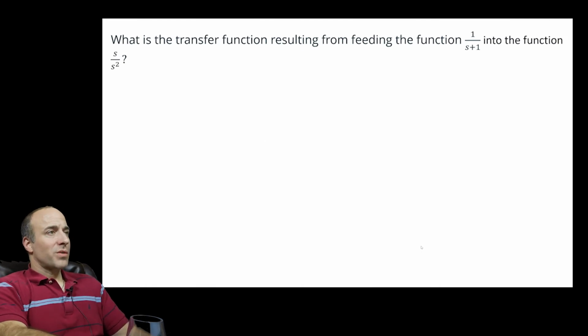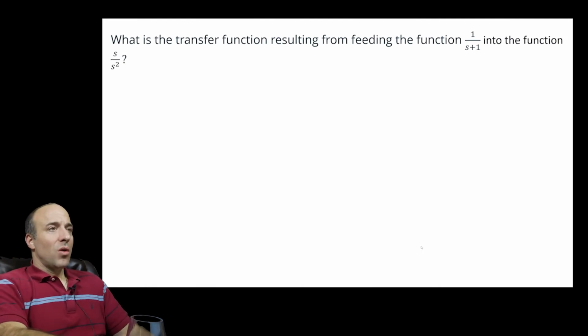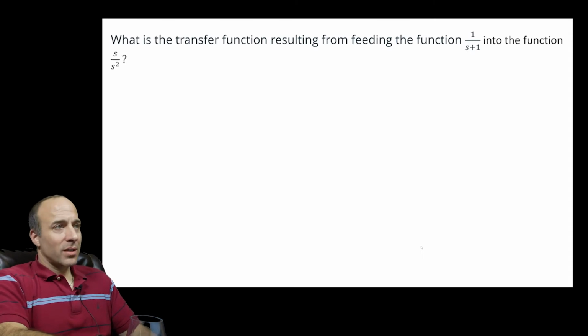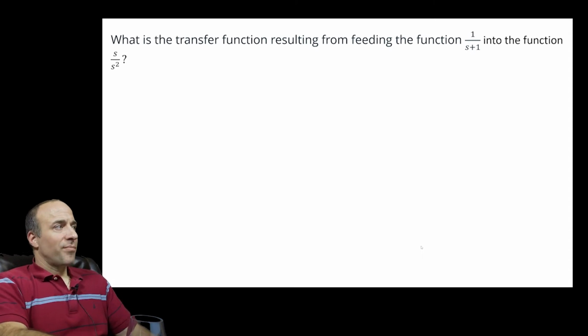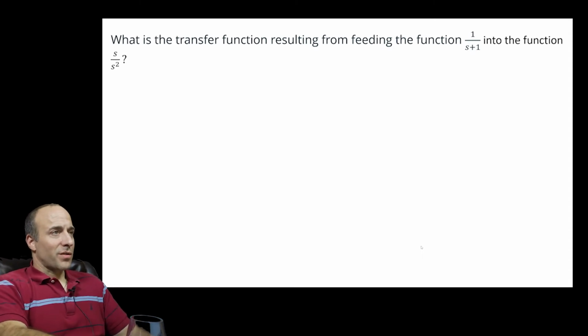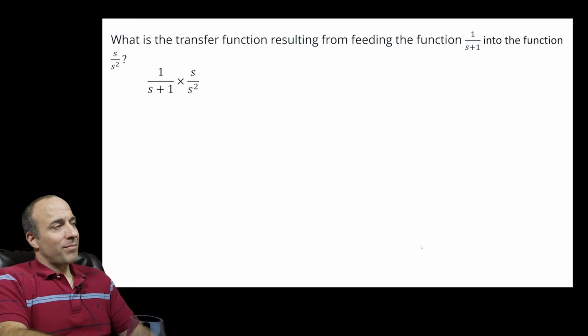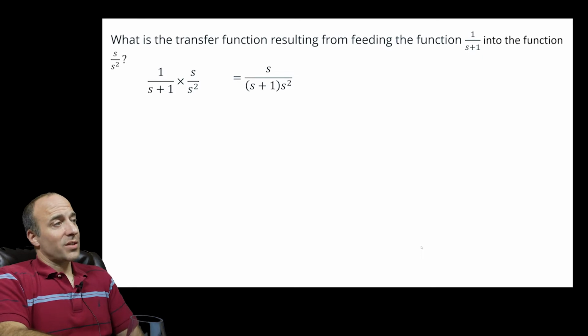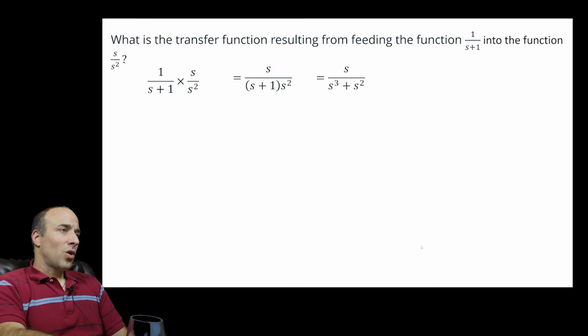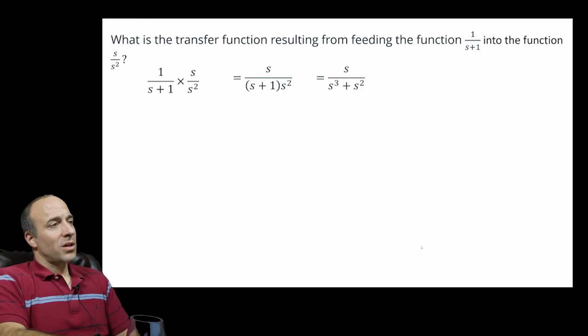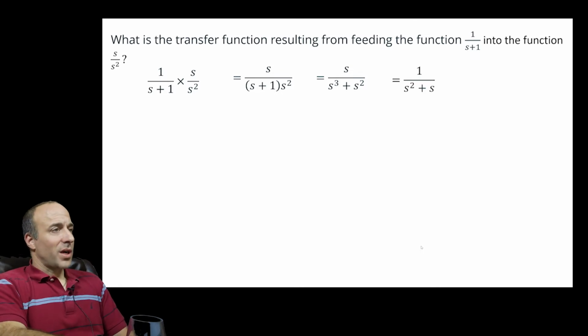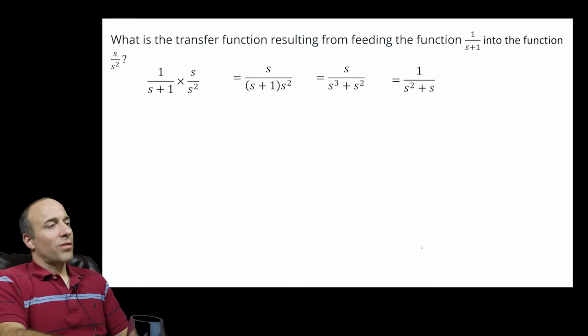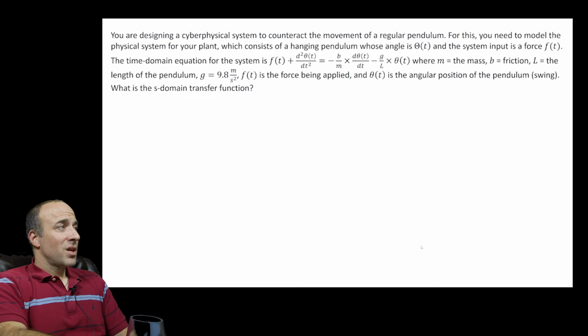What is the transfer function resulting from feeding the function 1 over s plus 1 into the function s over s squared? These are transfer functions, obviously. So we just multiply them. And so that gives us s over (s plus 1) times s squared, or s over s cubed plus s squared, or 1 over s squared plus s.